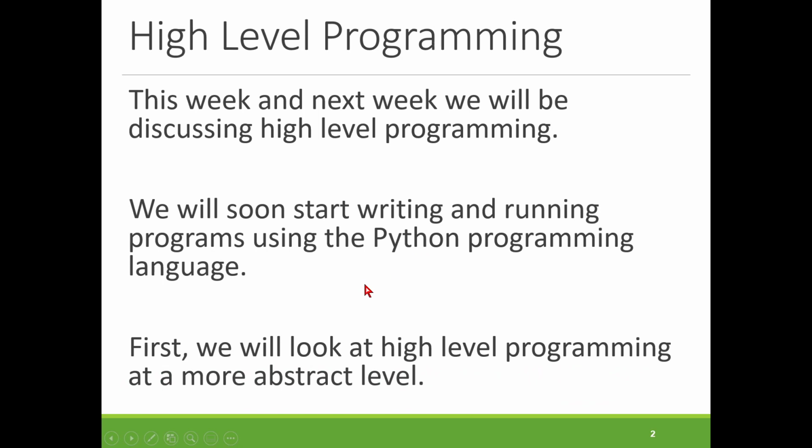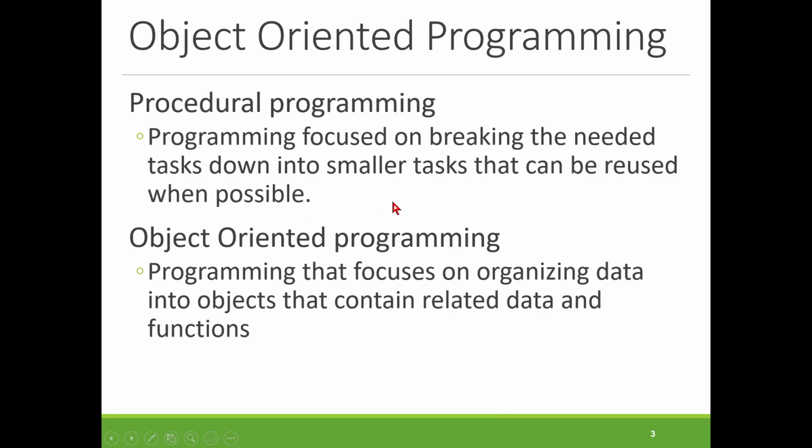This is basically the intro I just gave, so let's go on to the next slide. So object-oriented programming versus procedural programming. Procedural programming is programming focused on breaking the needed tasks down into smaller tasks that can be reused when possible. So maybe if you need to calculate the average of a set of values, you would write a chunk of code that does that, and then you can call that one chunk of code over and over again whenever needed.